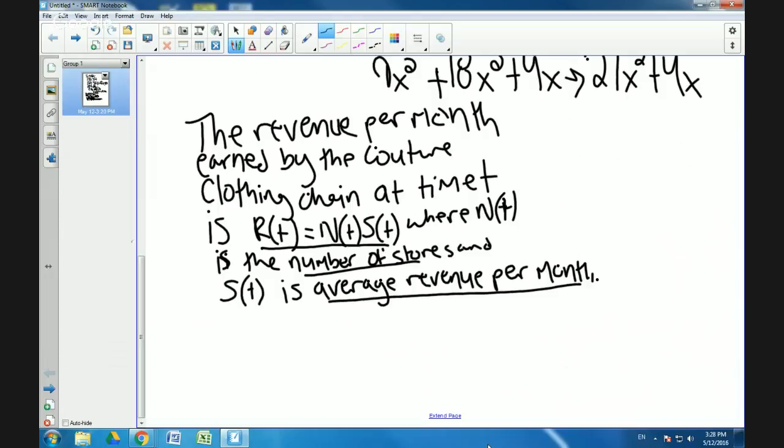So part A, which is the part that we'll be using product rule for, says to build new stores at a rate of 5 stores per month. So that'll be 5 stores per month.